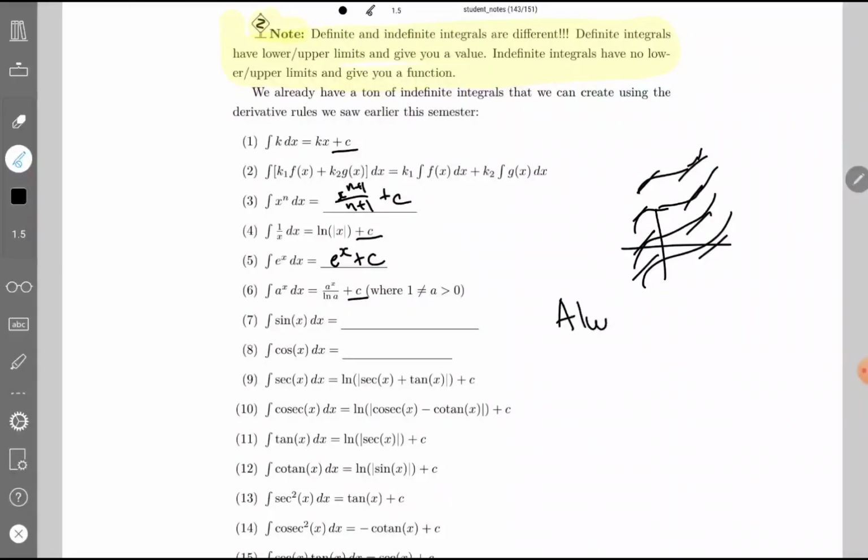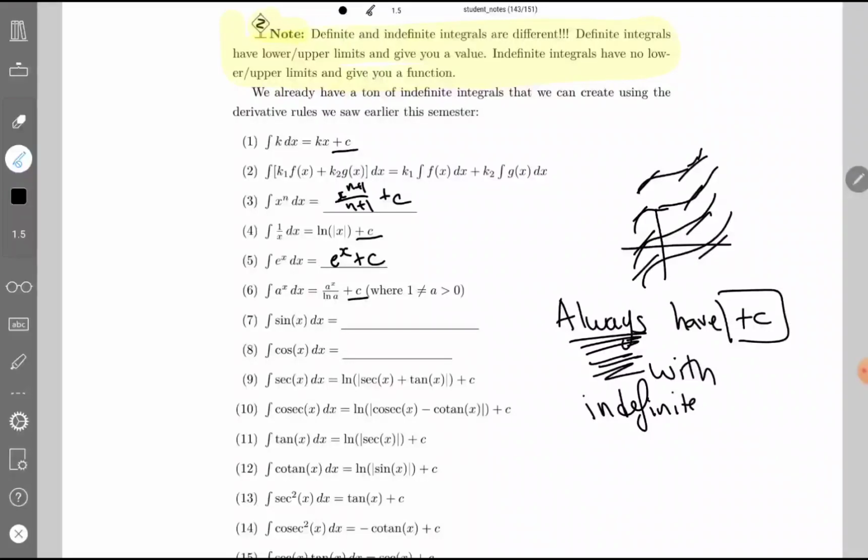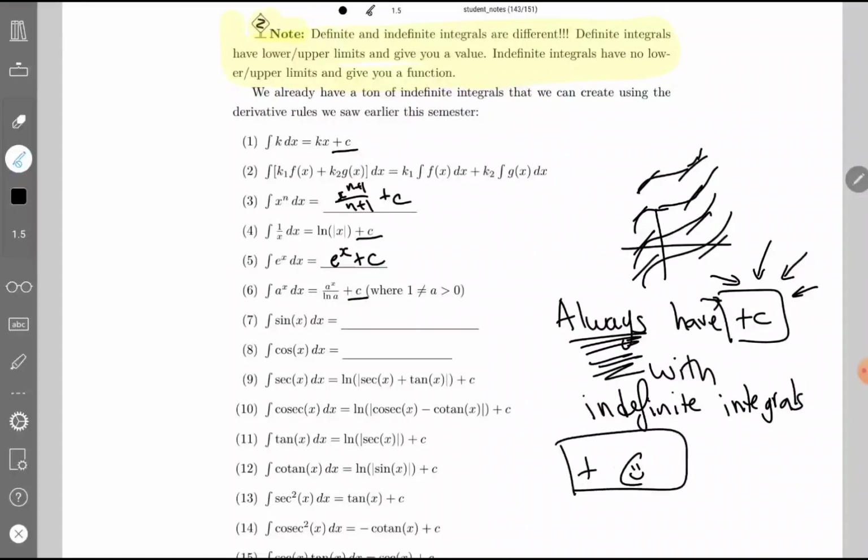So here, I'm going to say this. Always have plus c with indefinite integrals. I've definitely seen some teachers where they will remove 50% of your grade if you do not add this plus c. That is how important this plus c is. So it is important. Remember this plus c. Like, plus c, make a little happy face if it helps. I don't know. But remember plus c.